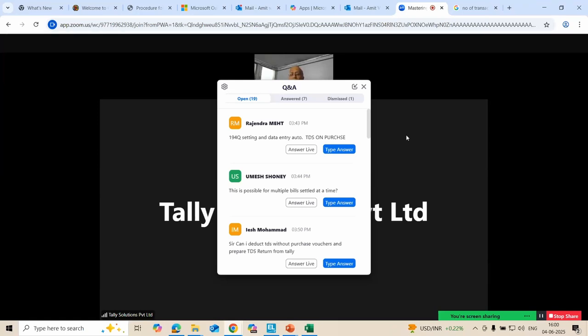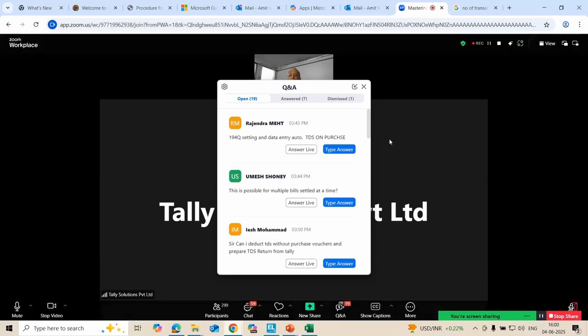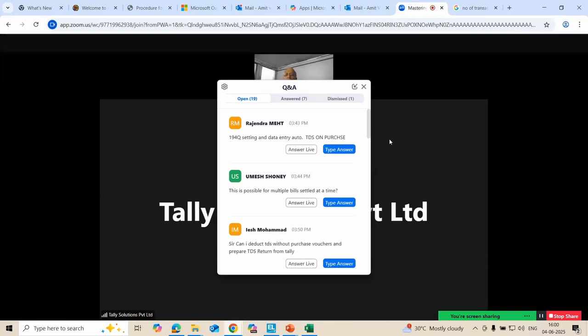Yeah, so you can set this, sir, it might be auto. In fact, one more query is in the chat as well, that they want to see 194Q, that as the threshold limit is 50 lakhs, the remaining balance should be used to compute the TDS. How can it be done, please show.